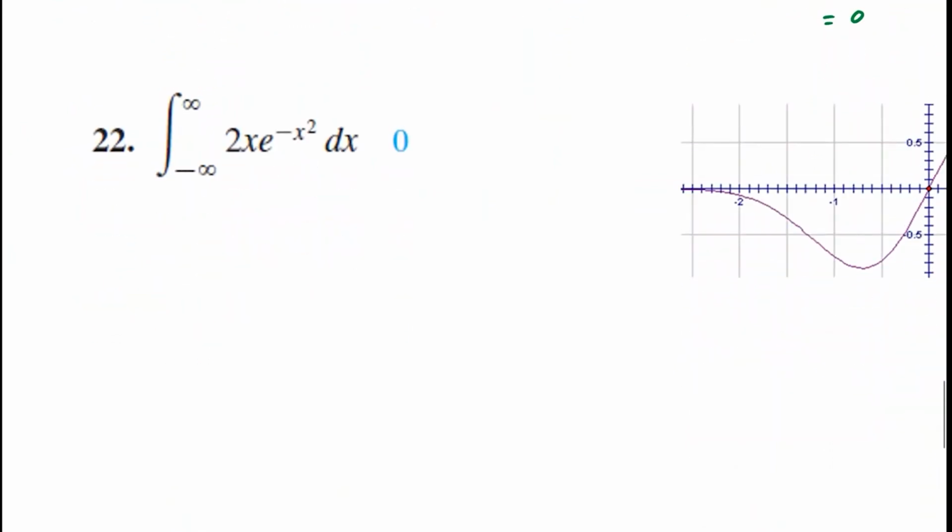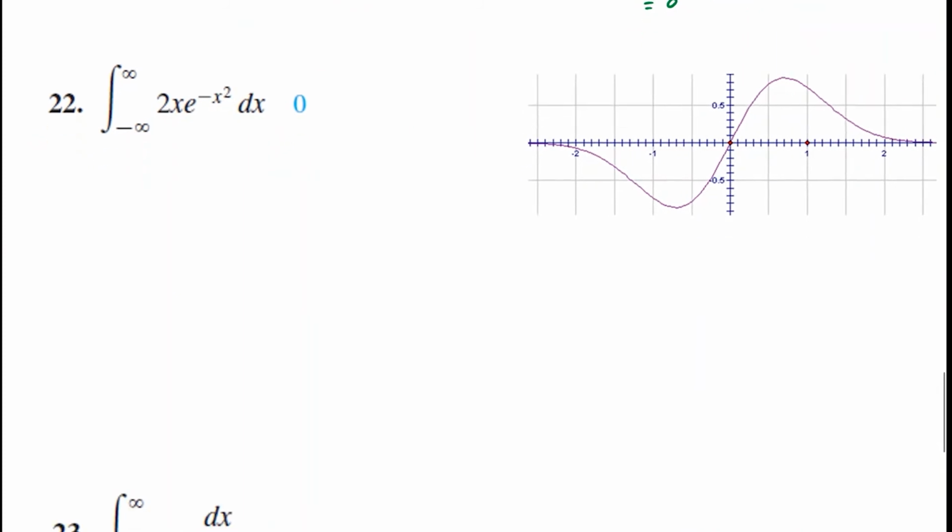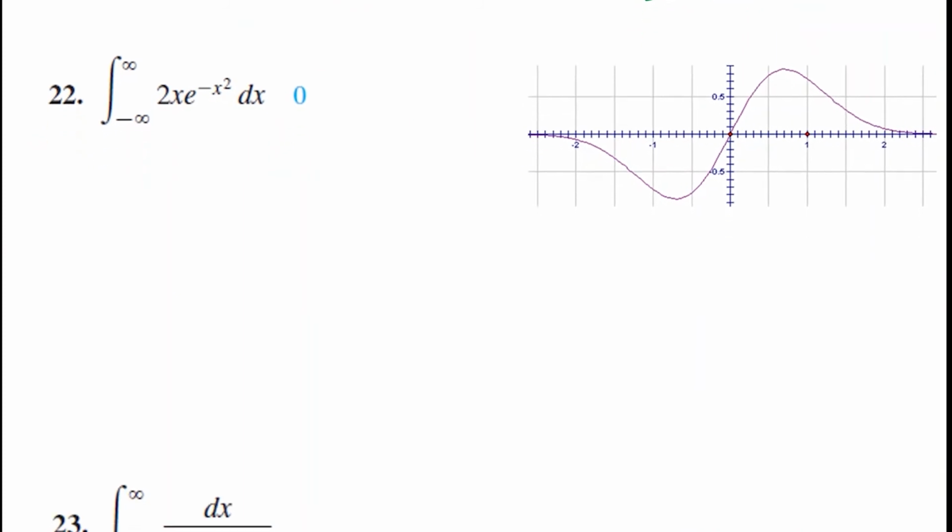Let's do number 22. Okay, number 22, the graph looks like this. Wow, that looks symmetric. So is all of this negative area, all of it, canceled by all of this positive area? Is that the question? Do they?